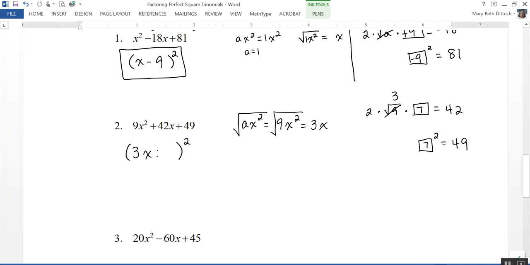So that means that my number that goes in here is going to be a positive 7. So this trinomial factors into the quantity 3x plus 7 squared.